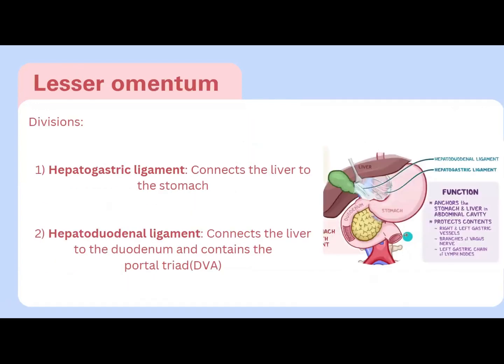Okay? Now, let's talk about the lesser omentum. The lesser omentum is double layered. It's made up of 2 layers. Okay, this is really important. The lesser omentum, 2 layers. The greater omentum is made up of 4 layers.